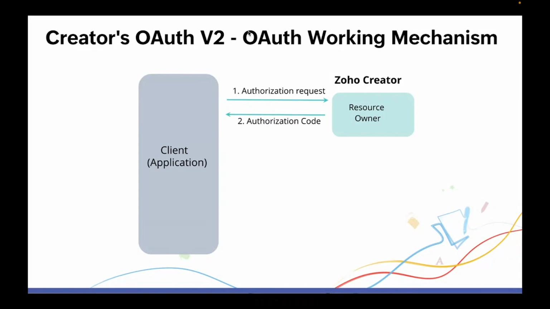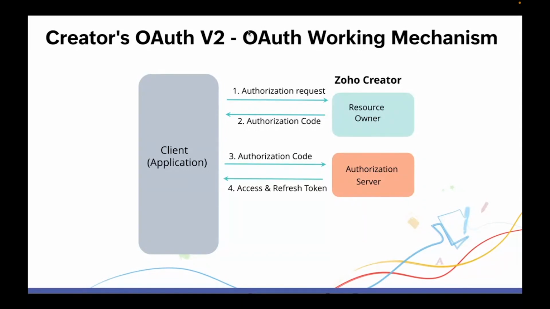So once the authorization request is sent, the resource owner will send the authorization code, and this happens to the authorization server. The authorization server will be residing on the Zoho Creator site, and this authorization code will be produced. This is the second step. And this authorization code is a short-lived code. With the help of this authorization code, two different tokens will be generated. One is the access token, another is a refresh token. So the client communication happens by making use of this access token and refresh token.